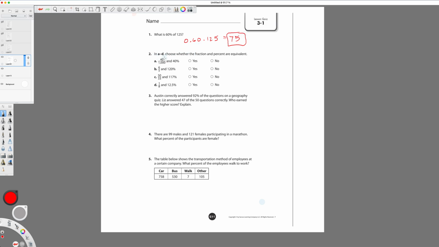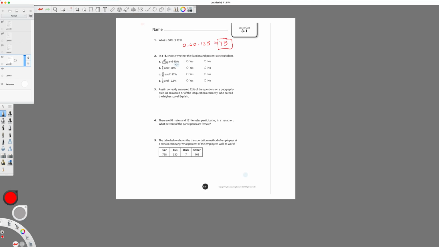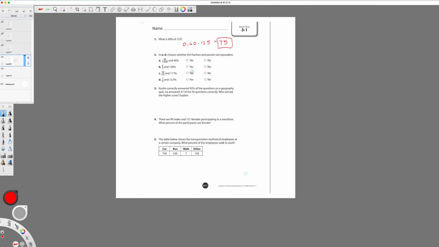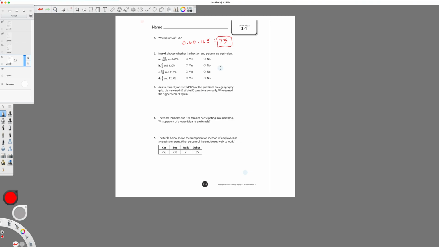Question 2, in A through D, choose whether the fraction and decimal are equivalent. If one's a fraction and one's a percent, you can get them both to be the same format. Or if you recognize one of them, you can change things up a little bit. But on A, 40% is 40 out of 100. But this says 40 out of 1,000, so that one's a no.